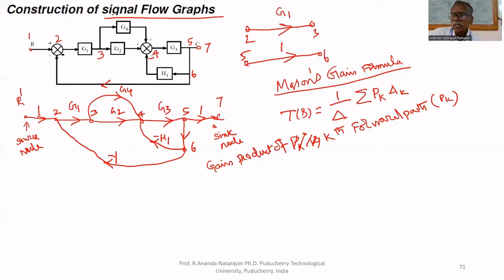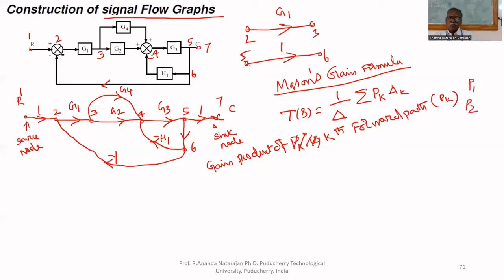Here, how many forward paths are there? The source is R, the destination is C. To reach the destination, there are 2 forward paths. One is 1, 2, 3, 4, 5, 6, 7. Another forward path is 1, 2, 3, and through this we have to reach 4, through this path 4, then 5, 7. So there are 2 forward paths, P1 and P2.